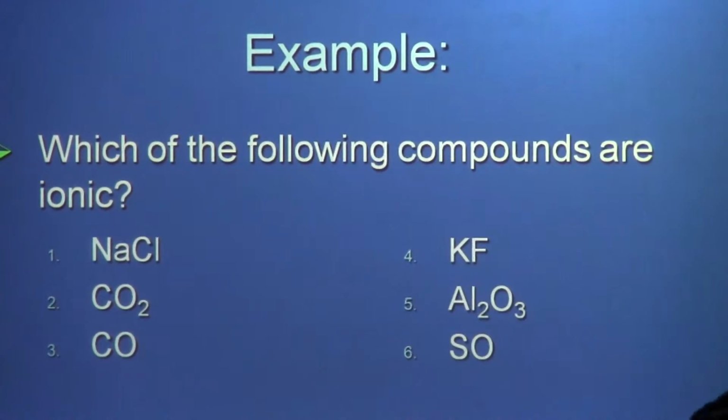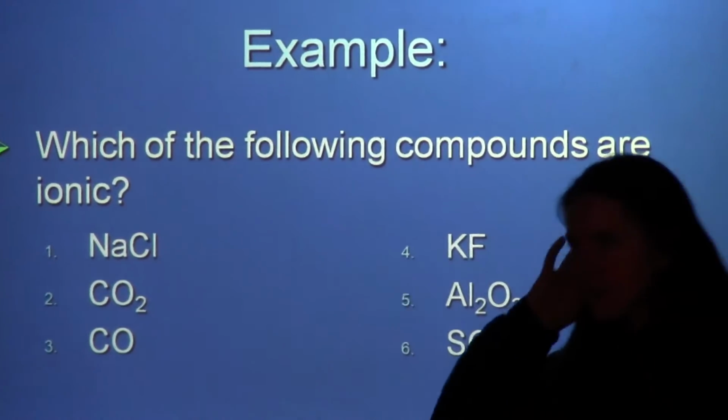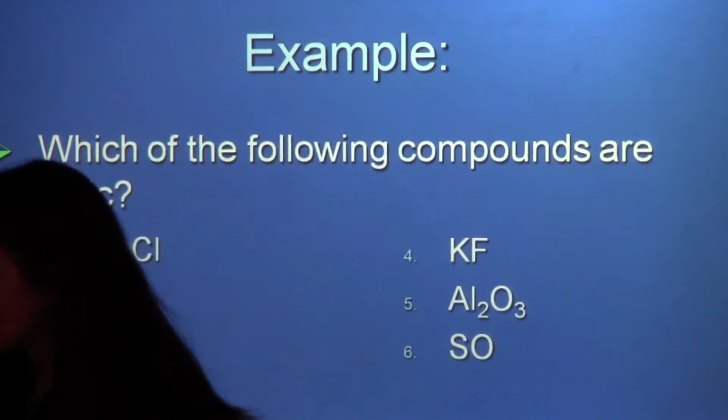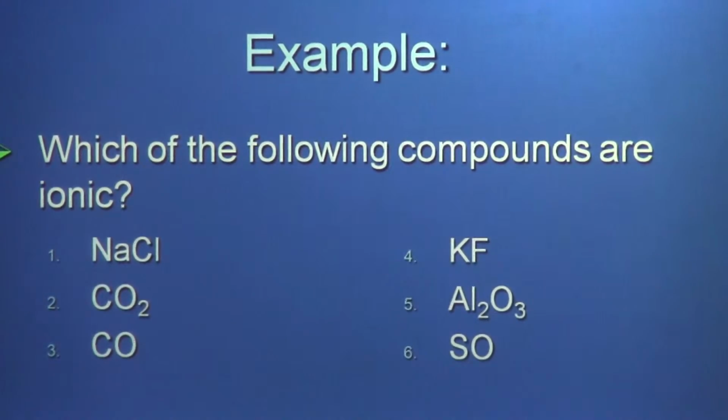How about sulfur and oxygen? No, sulfur is in group 6. It's a non-metal, right? Oxygen, non-metal. So only 1, 4, and 5 are ionic bonds.